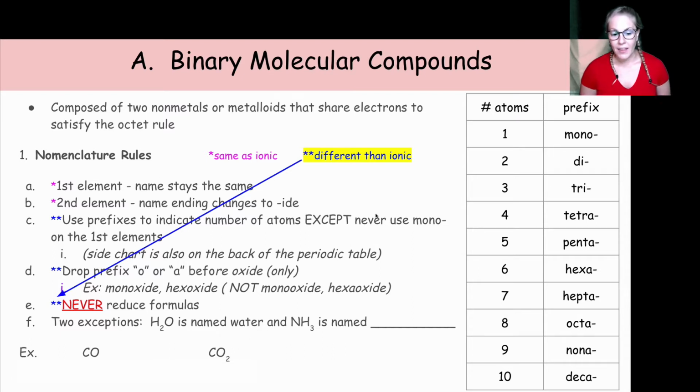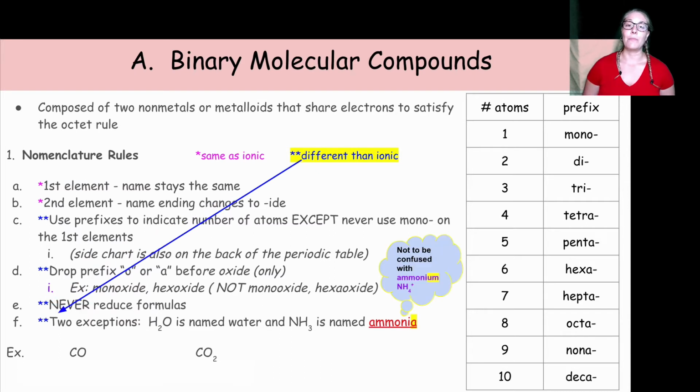Okay. The exceptions to our naming rules are H2O, as you know, is named water, and NH3 is named ammonia. And that's not to be confused with ammonium, which we saw in ionic compounds, and that is NH4 with a plus charge. It's our only positive polyatomic ion, okay? So ammonia is NH3. Now, when we're looking at CO and CO2, if we were going to name these, we see both of them have carbon and only 1 carbon. So we're not using the prefix mono, it's the first element. So both of these are going to start with carbon.